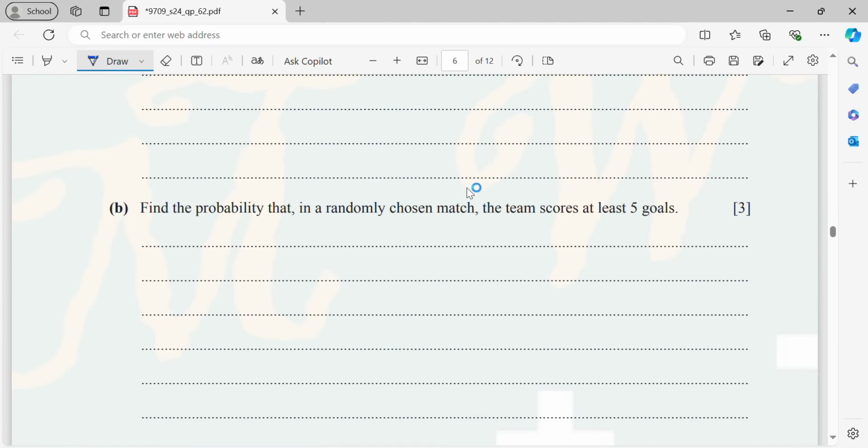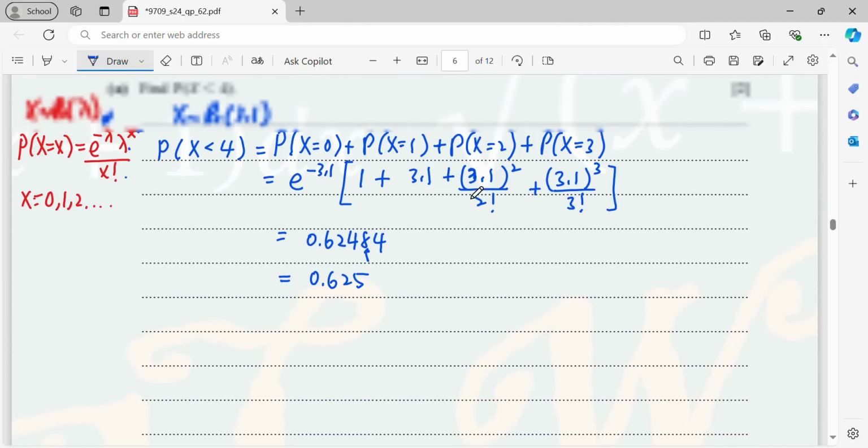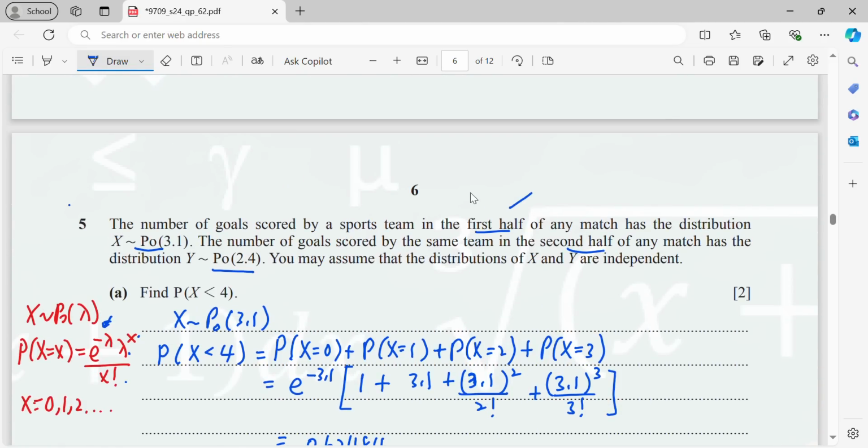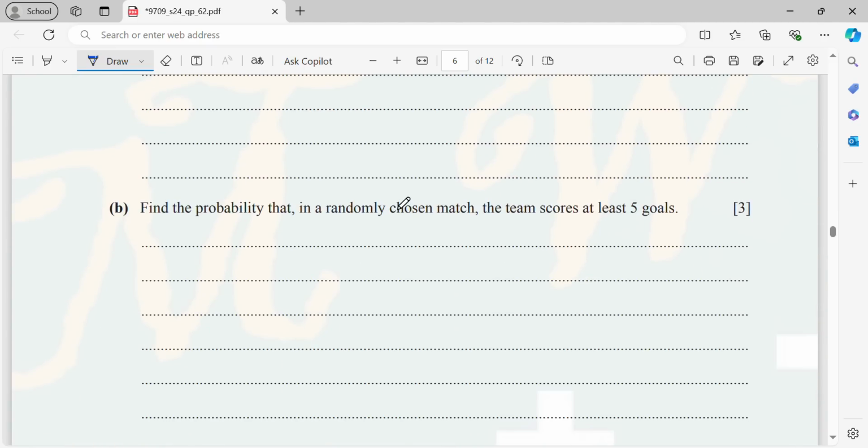B. Find the probability that in a randomly chosen match the team scores at least 5 goals. So now you have to be careful with this question because it's mentioned first half is x, second half is y. So now we are not sure whether it's x or y. So we just consider in total, right? So I let T be x plus y.